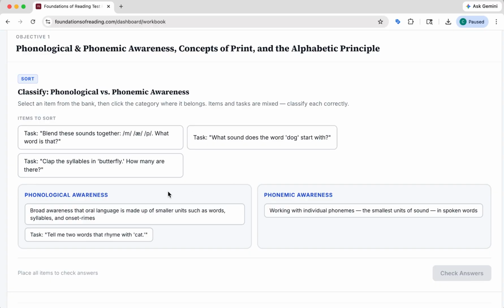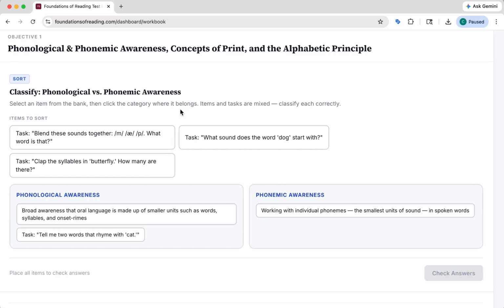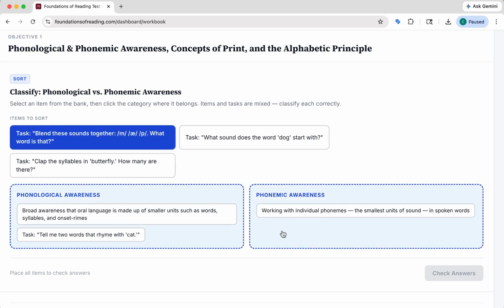Remember, if you're wondering, hey, what's the difference between phonological awareness and phonemic awareness? That is when you actually go and read the study guide. When it's time for you to implement what you learned in the study guide, use the workbook. Okay, next up, blend these sounds together. App. What word is that? What word? That would go with phonemic awareness.